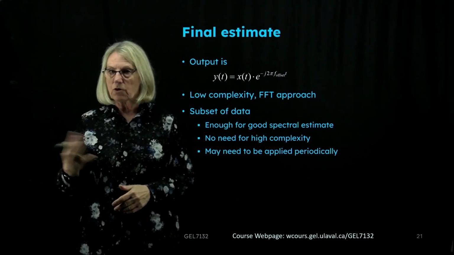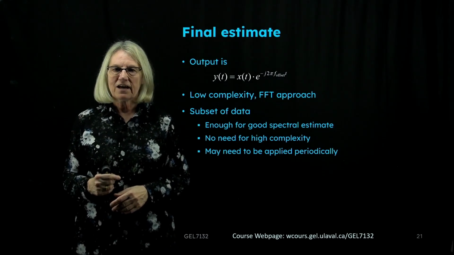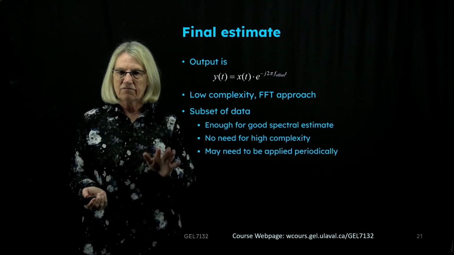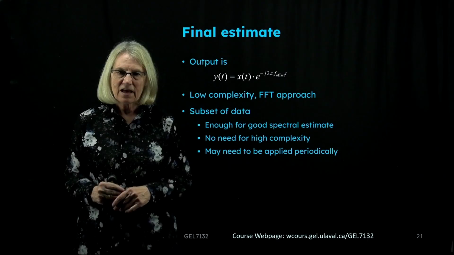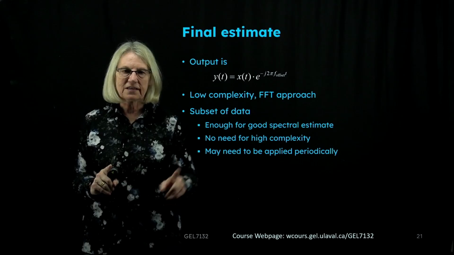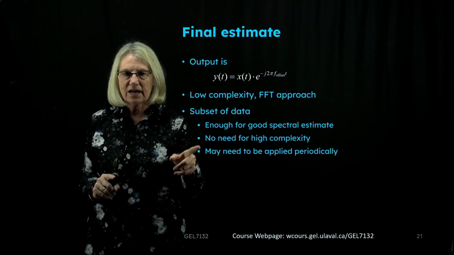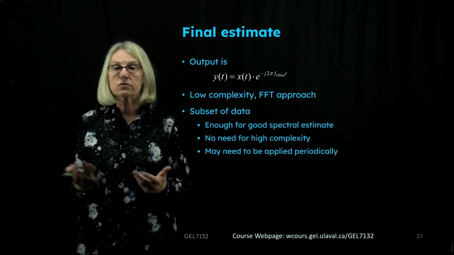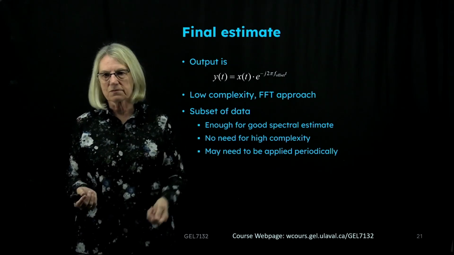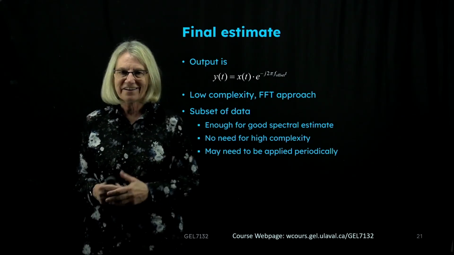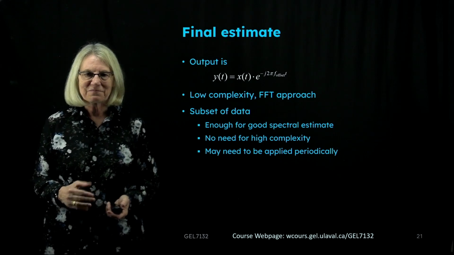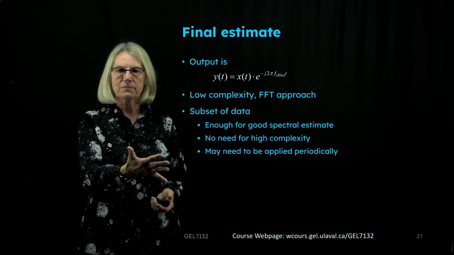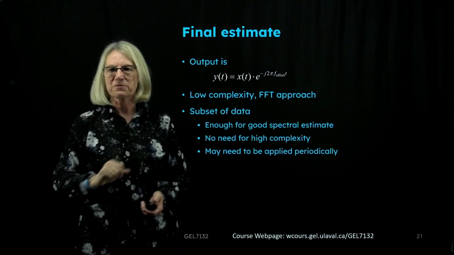So the first is a low complexity FFT approach, and it uses a subset of the data, which is enough. I just wanted to say one other thing: it might be that the frequency offset is changing. Usually it's changing extremely slowly, but if you start up the system, you might have to redo it. But there's no need for a very high complexity estimate because this approach is good enough.